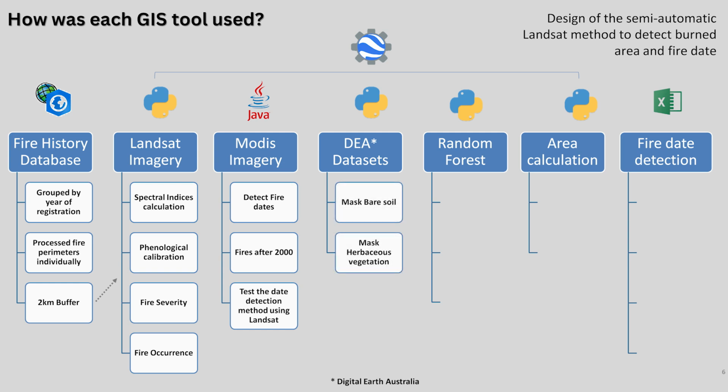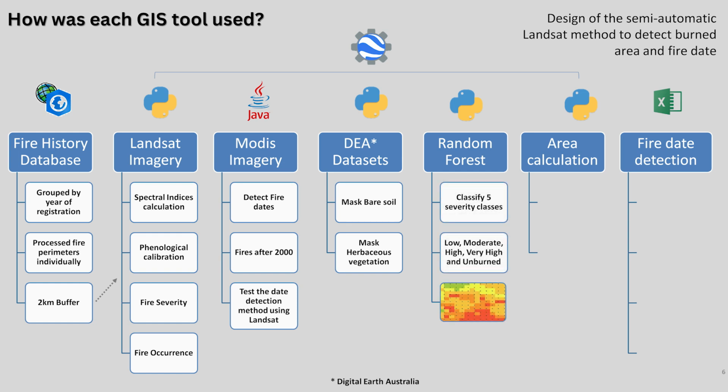I used some datasets from DEA, Digital Earth Australia, such as bare soil and herbaceous vegetation, to mask out from the image and improve accuracy, because there are confounding factors in the severity mapping. I used random forest to classify severity in 5 classes, where I could utilize over 10,000 data samples extracted from images to train the model and classify severity. And in this little image, it's just an example of how I classify severity per pixel for the whole catchment.